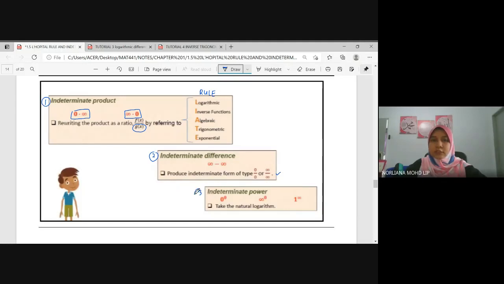Okay, the third one, the indeterminate power. When the answer for the limit is 0 to the power of 0, infinity to the power of 0, and 1 to the power of infinity. So how to solve this indeterminate power? We must take the natural log to solve this limit.